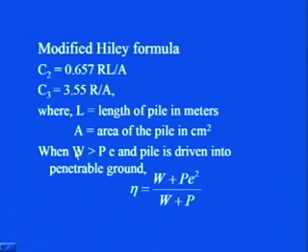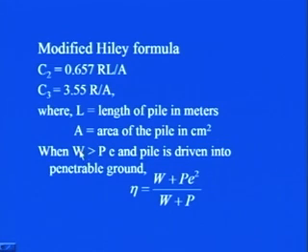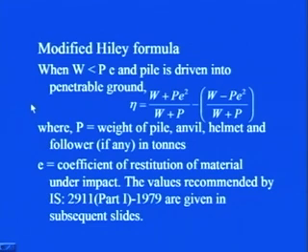So, when your W is more than PE and the pile is driven into penetrable ground, your eta will become (W plus PE square) by (W plus P). So, you see that eta I defined as a ratio of this quantity and this quantity. So, in case your W is more than PE, then eta can be found out using this particular expression.